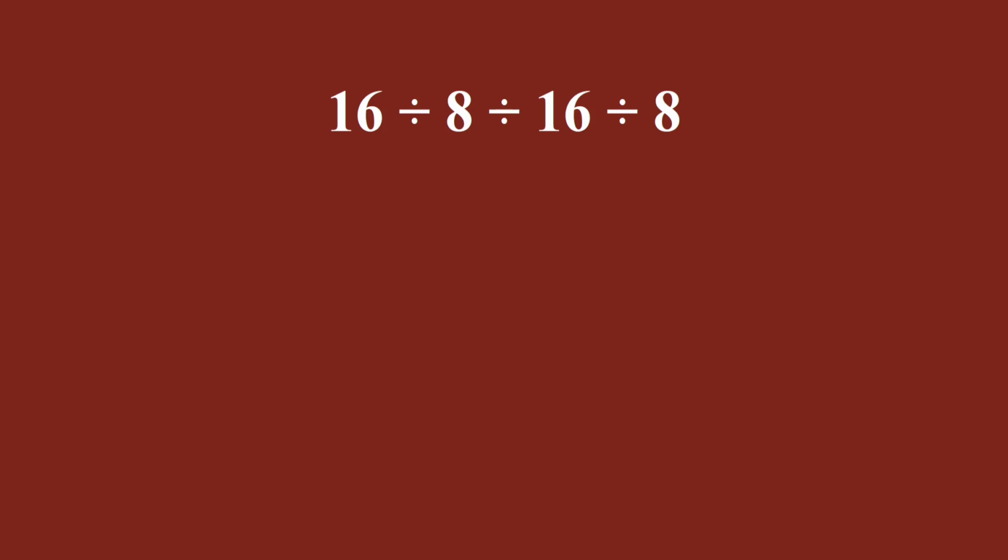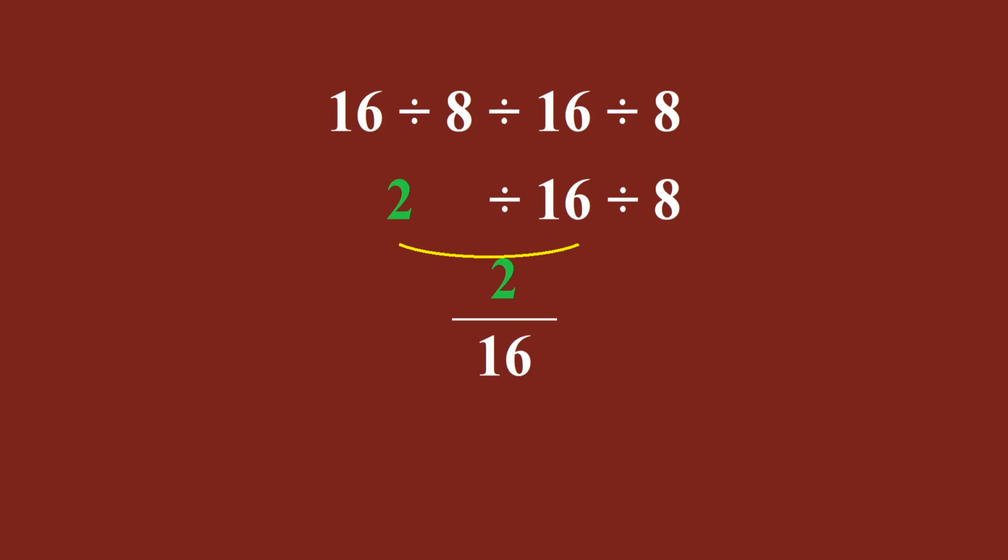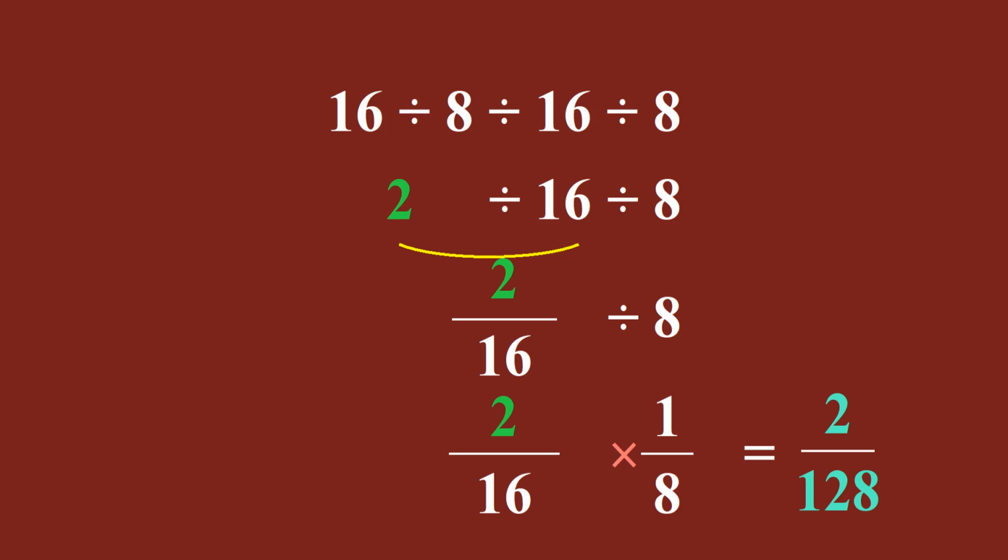So we have first this division, 16 divided by 8 equals 2. So we have 2 divided by 16 divided by 8, and we can write this part as 2 over 16 divided by 8. So we must keep the first fraction 2 over 16 and change division to multiplication, then flip the second fraction, 1 over 8, which equals 2 over 128. And this is our final answer for this problem.